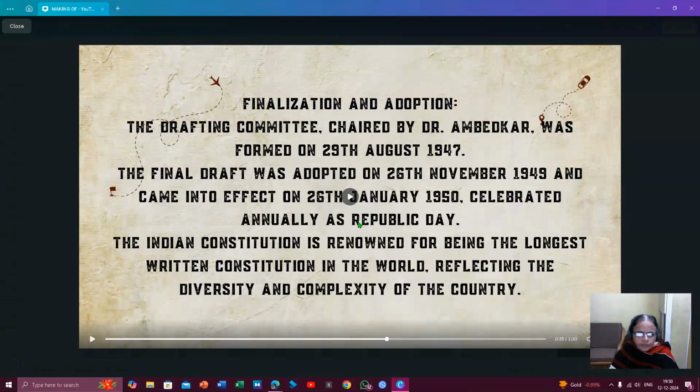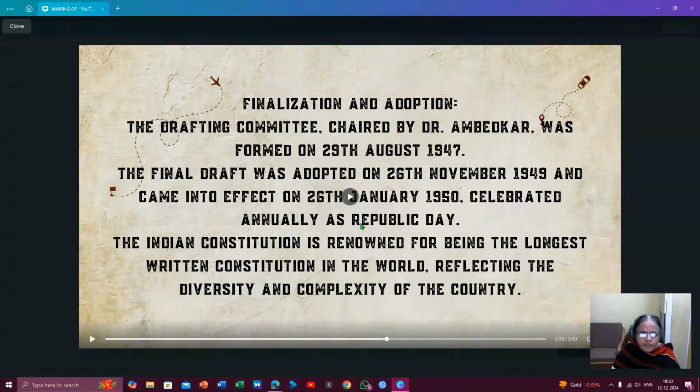So, finalization and adoption. Finally, what did they do? The drafting committee, chaired by Dr. B.R. Ambedkar, was formed on 29th August 1947. The final draft was adopted on 26th November 1949, and it came into effect on 26th January 1950. All these points you are supposed to learn.